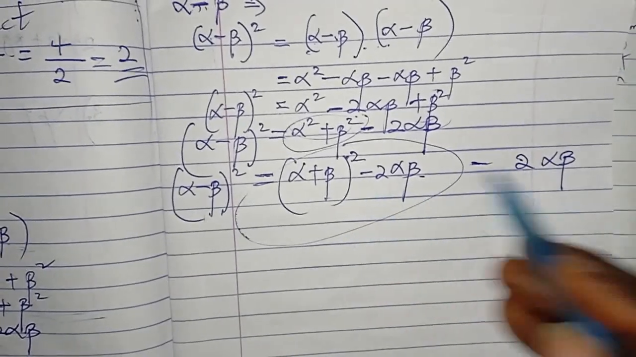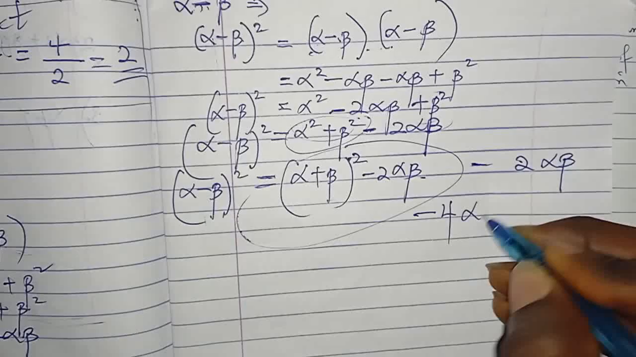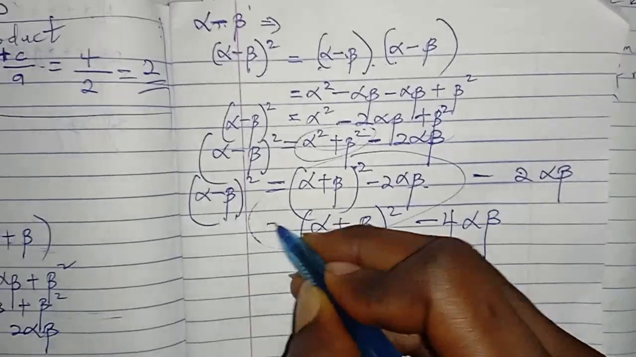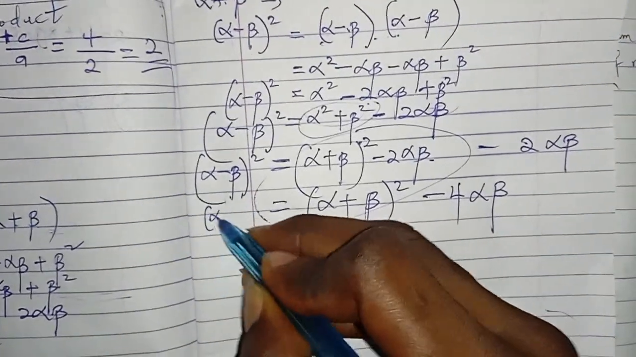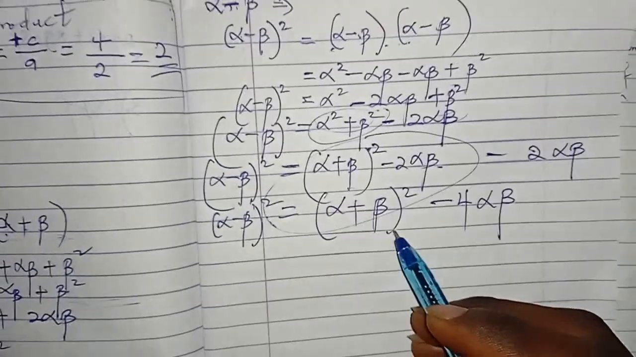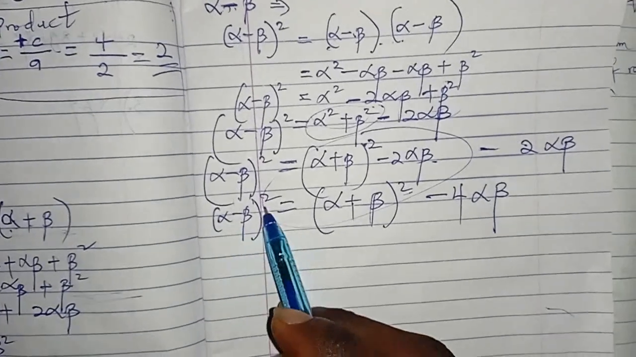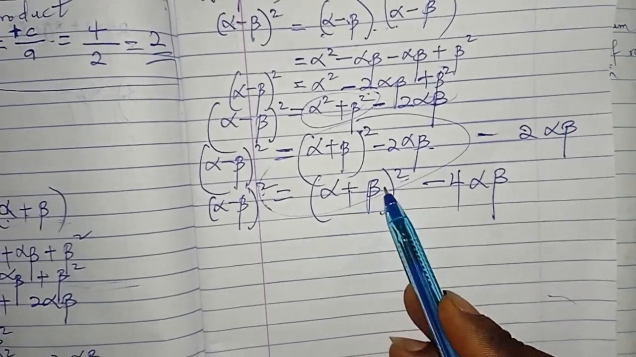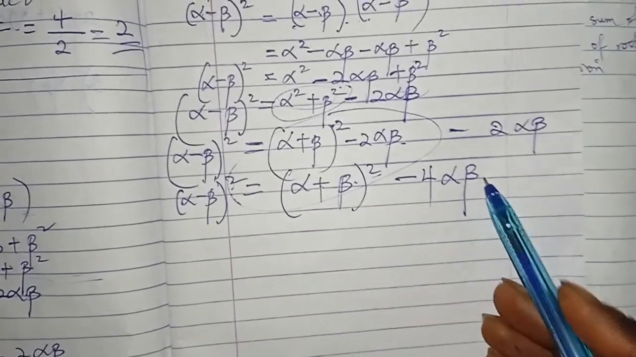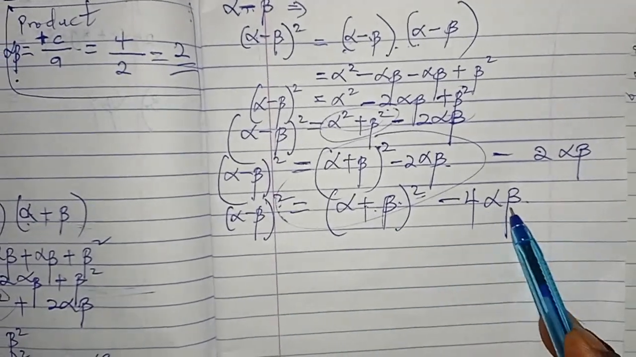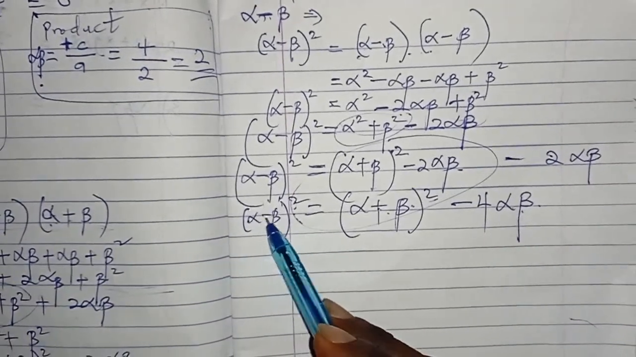Notice that if I collect like terms, this is the same as this. Minus minus will give me minus 4 alpha beta. So alpha plus beta all square minus 4 alpha beta equals alpha minus beta all square. Now notice I've gotten what I'm looking for here. See, I have alpha plus beta, then I have alpha beta. That is what I'm always looking for. How do I get what I'm given to become alpha plus beta and alpha beta? Now notice I still have my alpha minus beta all square.